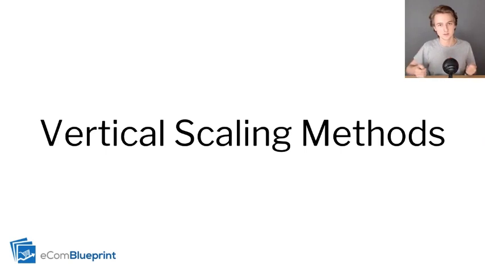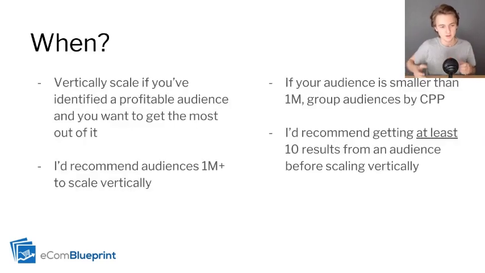There's different ways that you can do it, and a lot of people have different methods, and so I want to explain the thought process that I go through when I vertically scale my audiences. So first off, when should you vertically scale, and what does that even mean? So horizontal scaling is when you test a lot of different audiences without increasing the budget of a single audience too much. Vertical scaling is when you go all in on one audience, and so you increase the budget for one audience.